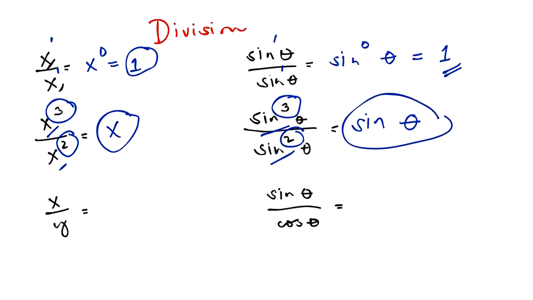How about x over y? Hindi sila same variable. So, ibig sabihin, hindi mo pwedeng subtract ang kanilang exponent. So, ang final answer pa rin dyan is x over y. Kapag functions naman ang given, sin theta divided by cosine theta, ibig sabihin, ganito pa rin yan. Sin theta over cosine theta. Yan ang ating final answer.